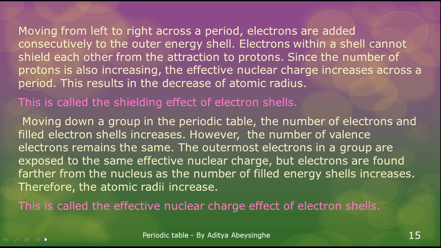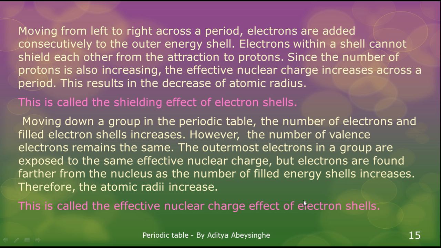So what is actually the result? What is the cause of this? What is the cause as to why, when you go across a period from left to right, the atomic radius decreases, and when you go from up to down across a group, the atomic radius increases? There are two causes, called the shielding effect of the electron shell and the effective nuclear charge. So what are these terms?